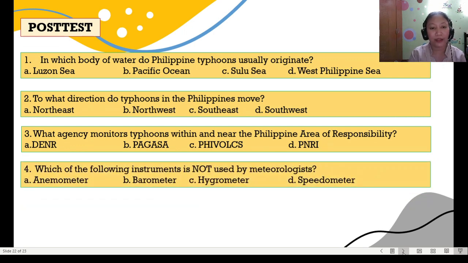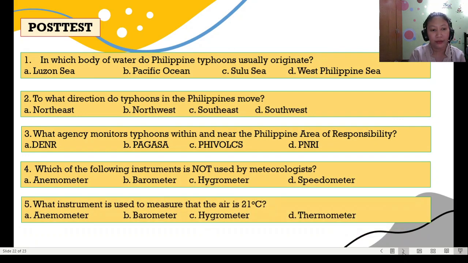4. Which of the following instruments is not used by meteorologists? A. Anemometer, B. Barometer, C. Hygrometer, or D. Speedometer. 5. What instrument is used to measure that the air is 21 degrees Celsius? A. Anemometer, B. Barometer, C. Hygrometer, or D. Thermometer.